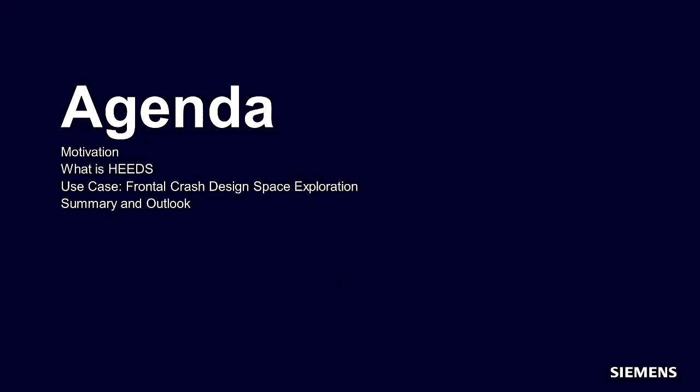We'll start today's presentation by discussing the motivation behind a crash optimization. Next, we'll take a closer look at what the underlying technology behind this optimization is. We'll then explore how an automotive crash workflow can be automated and leveraged for performing design space exploration through a frontal crash design space exploration case study. Lastly, I'll summarize the key points and the results of the case study. So without further ado, let's start with the motivation.